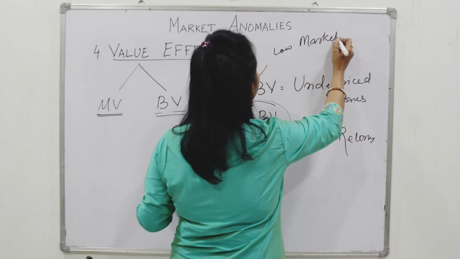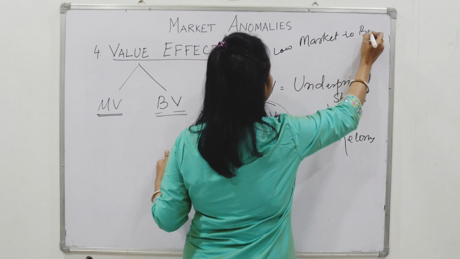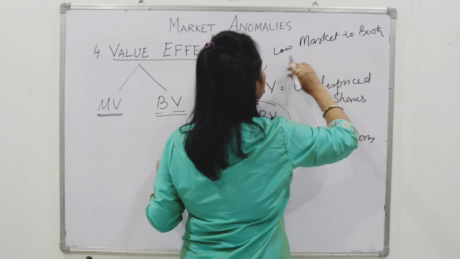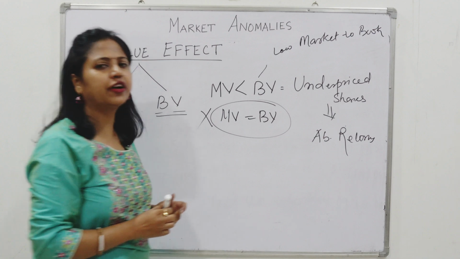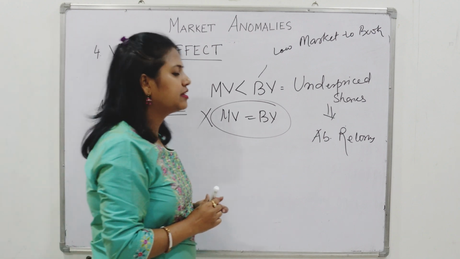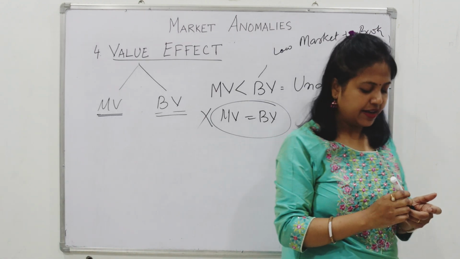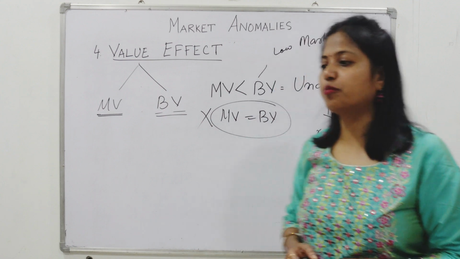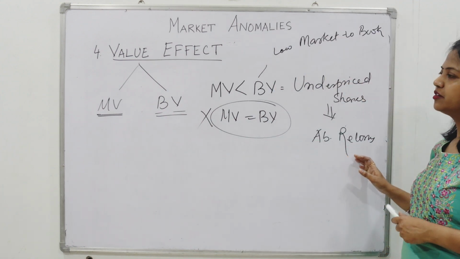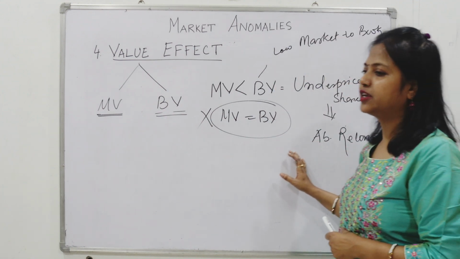Low market to book. Okay. So if the ratio of market to book value is lesser, then I can say that the securities are underpriced, and consequently there are chances of making more abnormal returns. So friends, this is the value effect.